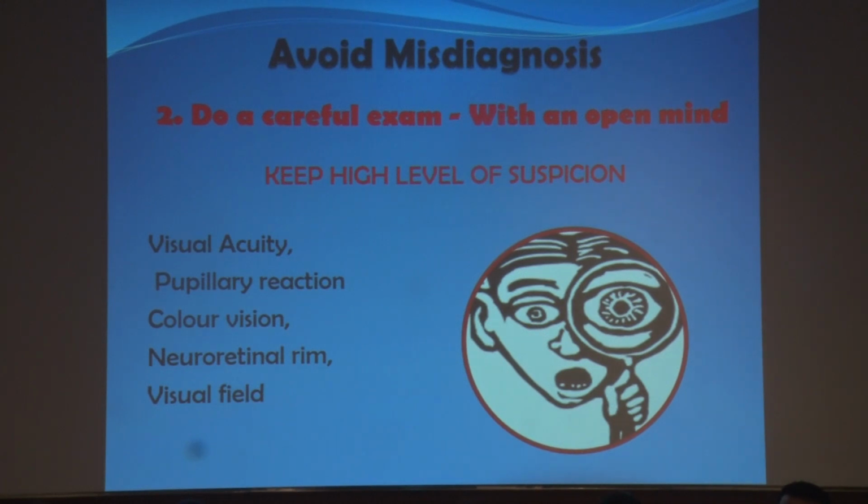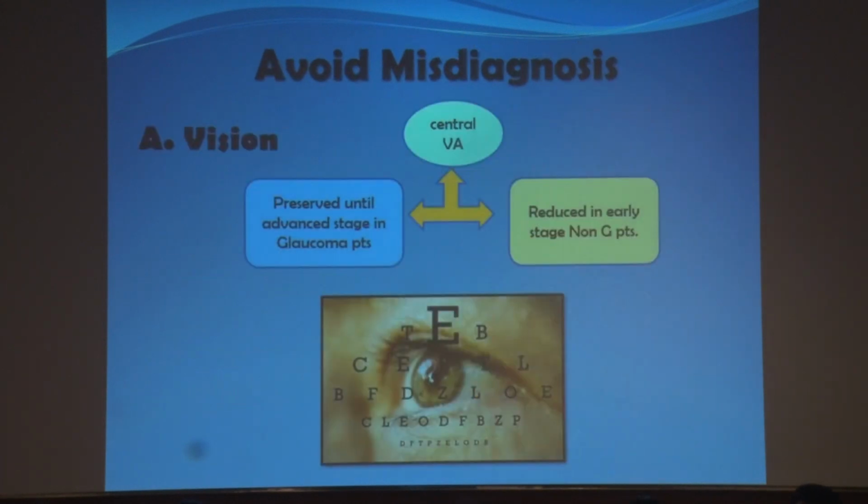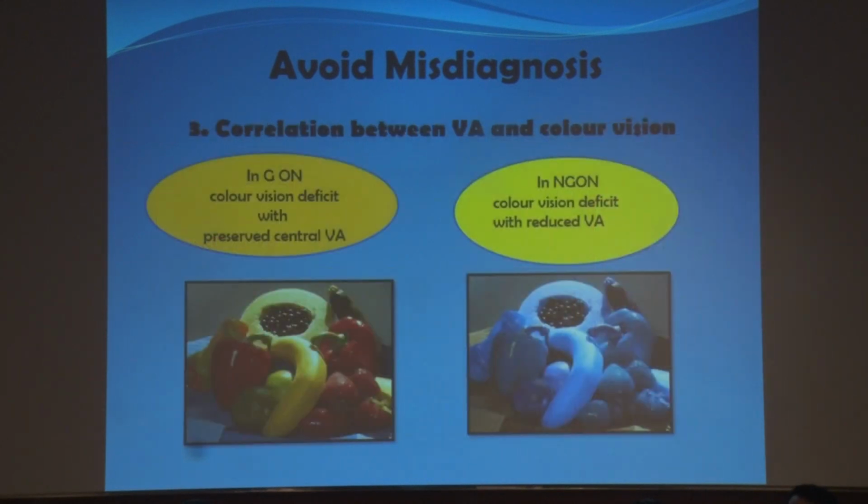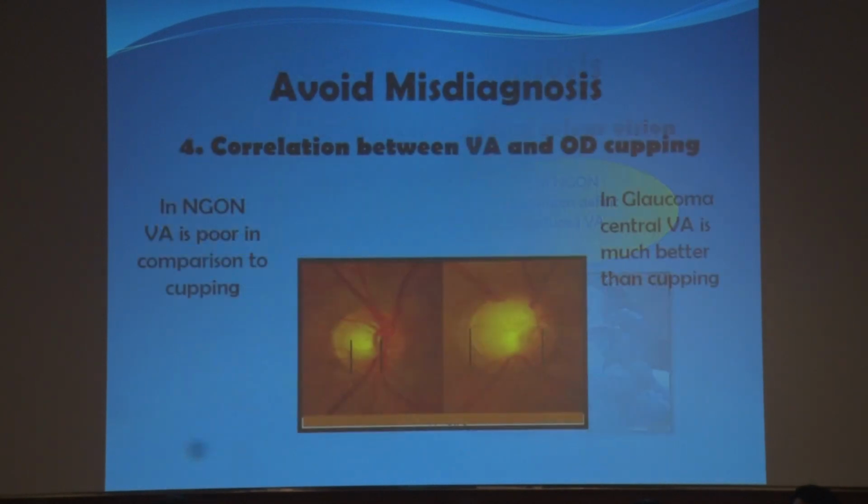Keep a high level of suspicion, and do a careful examination with an open mind: visual acuity, pupillary reaction, color vision, neuroretinal rim, and visual field. Central visual acuity is preserved until advanced stages in glaucoma, while it is reduced in early stages in non-glaucomatous patients. Ipsilateral RAPD with reduced visual acuity is present in non-glaucomatous optic neuropathy, while RAPD with good visual acuity is present in asymmetrical glaucoma. In glaucomatous optic neuropathy, there is color vision deficit with preserved central visual acuity, while in non-glaucomatous optic neuropathy, there is color vision deficit with reduced visual acuity.